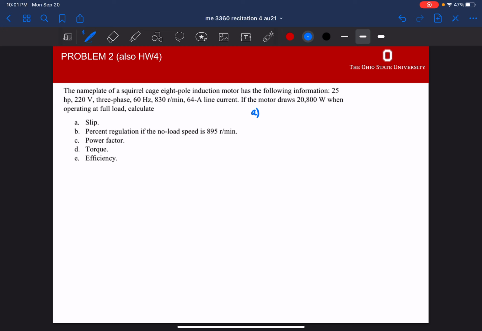So again, we'll be using the same equations as the last one, but now we need to calculate slip rather than the speed of the rotor. So we again use the 120 times frequency divided by poles formula. And since the numbers are the same when it comes to the frequency and number of poles from the last problem, it's the same.